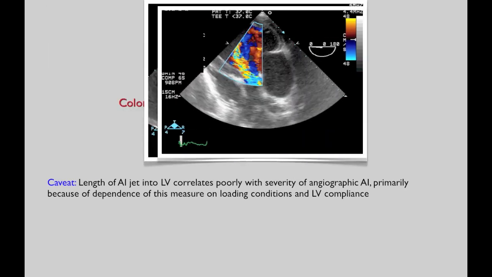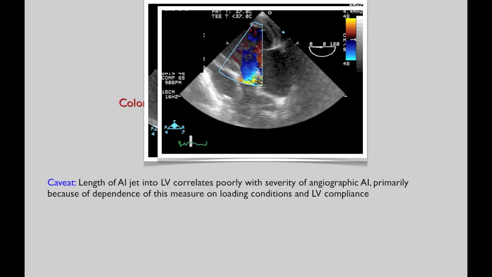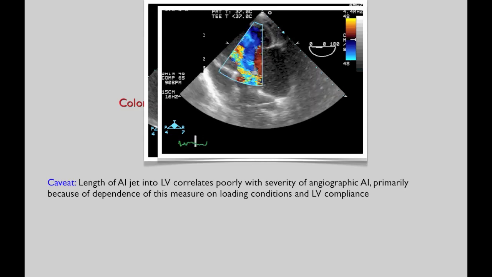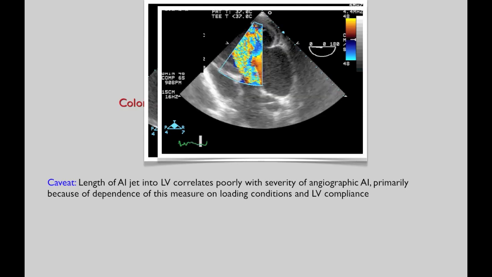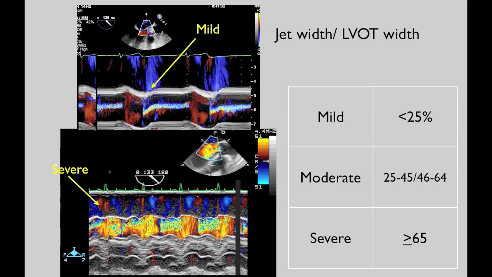In the deep transgastric view, this length of aortic jet extension can also be evaluated, and in this case you can see that it extends a significant distance into the left ventricle. Another way that we assess aortic insufficiency is comparing the width of the aortic insufficiency jet to the width of the left ventricular outflow tract. This can be done in two-dimensional or in M-mode views, which is what we illustrate here on the slide.